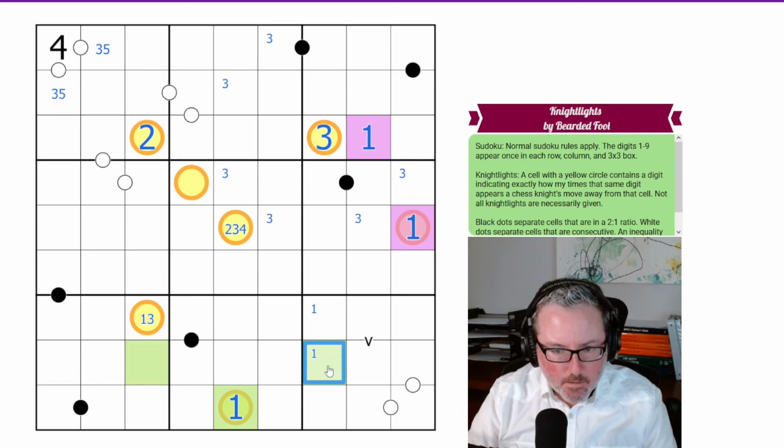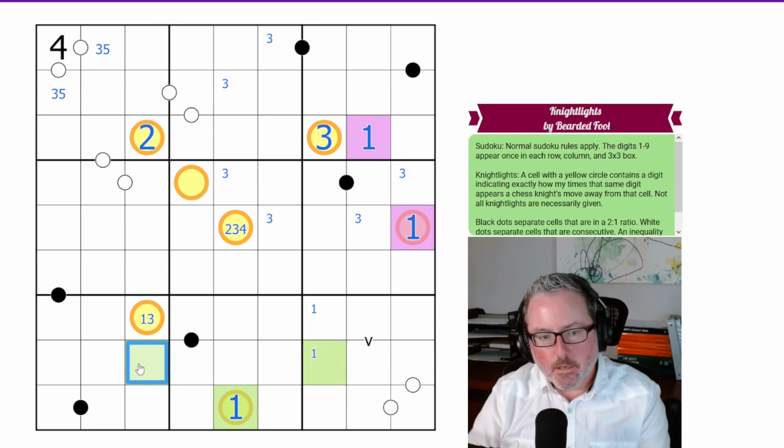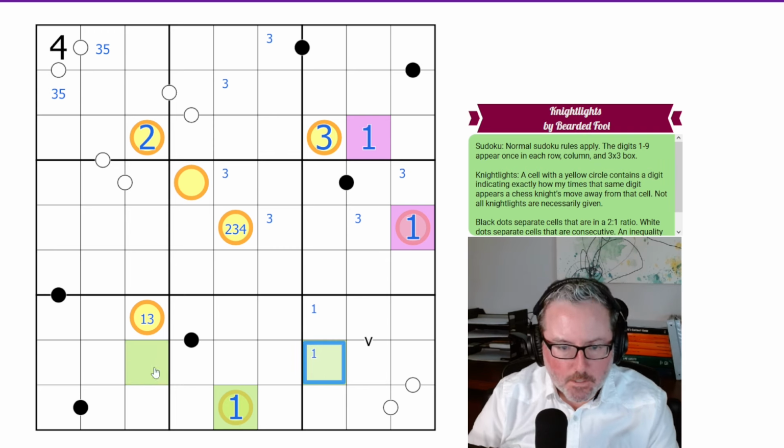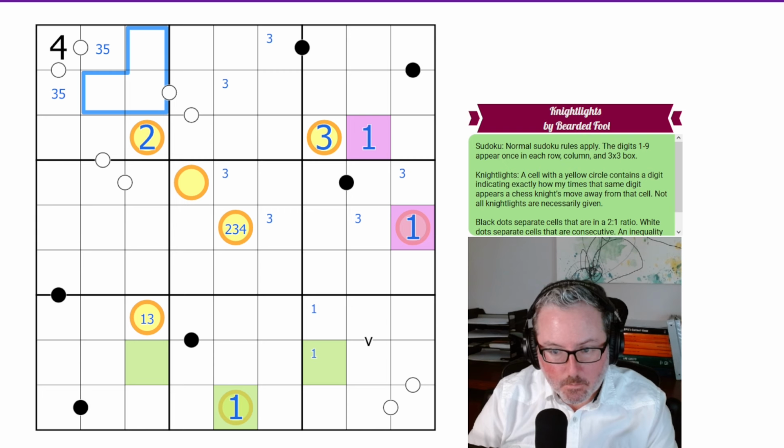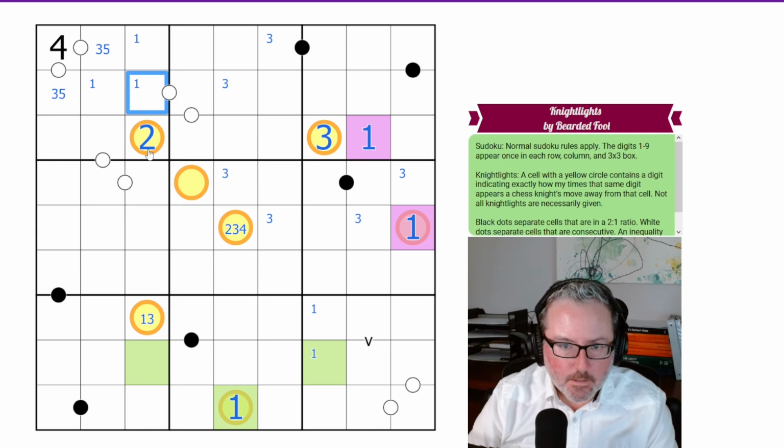This guy right here, I don't see how I could determine which one of these is a 1 just yet. Now I know none of those are a 1, so one of these has to be a 1. We'll put that in for now. Can this ever be a 1?